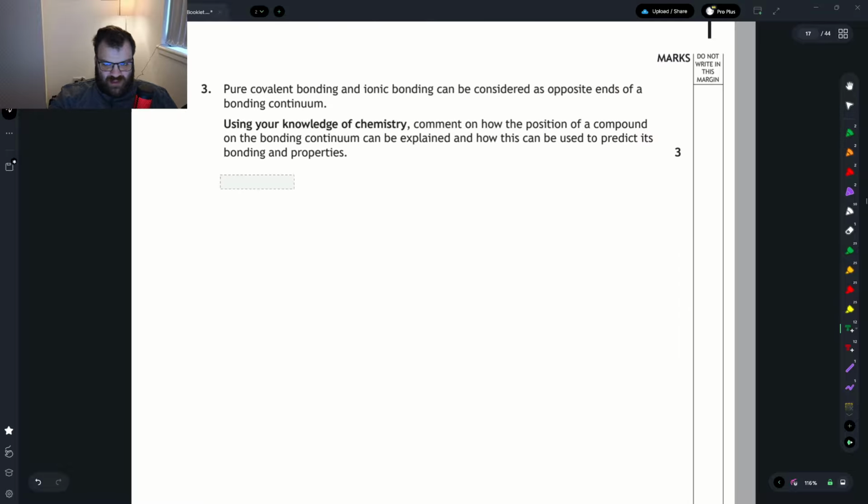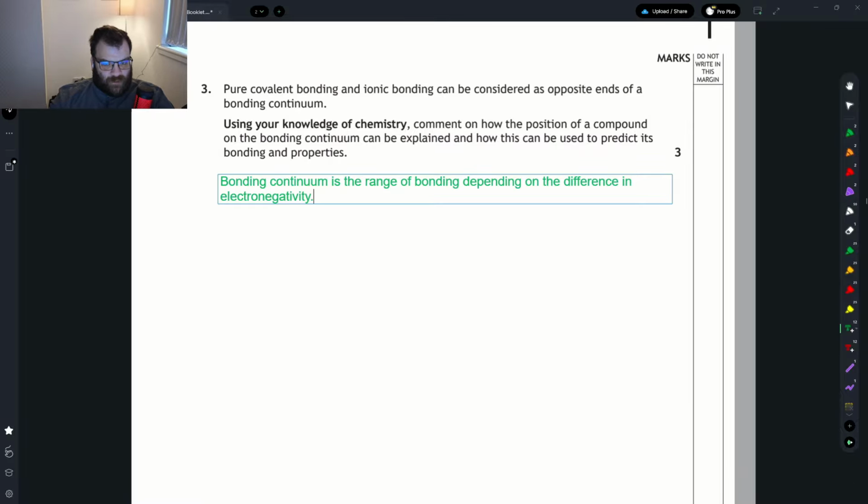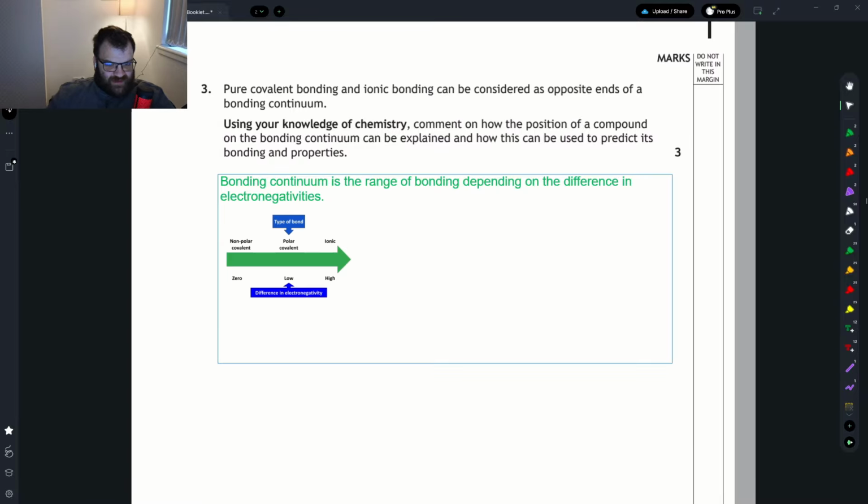For that one, okay, this one we're talking about the bonding continuum. First thing I'll do is tell them that the bonding continuum is the range of bonding dependent on the difference in electronegativities. Here's one I prepared earlier. If it's a 0 difference, it's non-polar covalent. Low differences make it polar and ionic if it's a high difference in electronegativity.